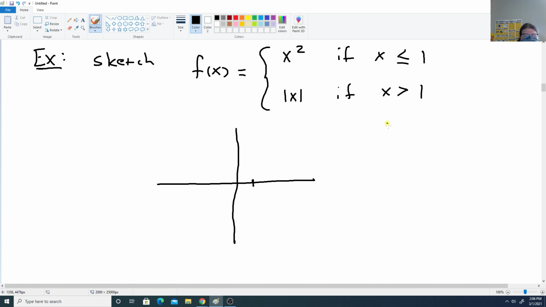We have x squared. X squared's graph looks like a parabola, so I'm making a quick sketch of x squared's full graph over here. If we input 1, 1 squared is 1, so we get the point 1, 1 with a closed dot. For all x's less than that, so for all x's to the left, I want my graph to have the parabola x squared shape. So for all x's through here to the left, I'm going to have my graph make our parabola shape.